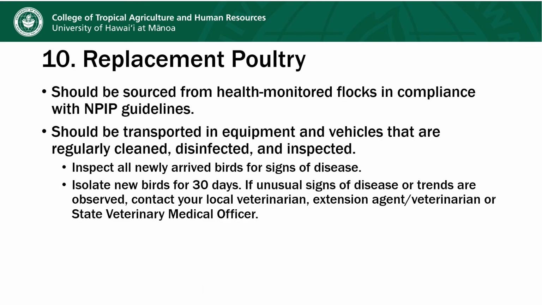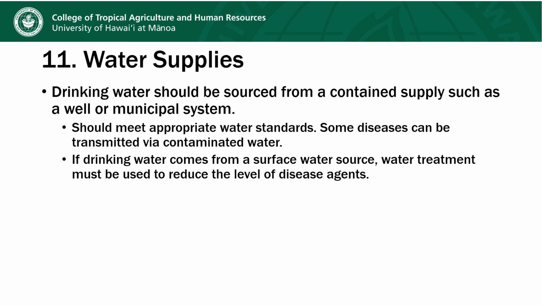New birds should be sourced from health-monitored flocks that are in compliance with NPIP guidelines. They should be transported in equipment and vehicles that are regularly cleaned, disinfected, and inspected. You should inspect all newly arrived birds for signs of diseases and, regardless, isolate them for 30 days. If you observe any unusual signs of disease or unusual disease trends, contact your local veterinarian, extension agent or veterinarian, or state veterinary medical officer for assistance.